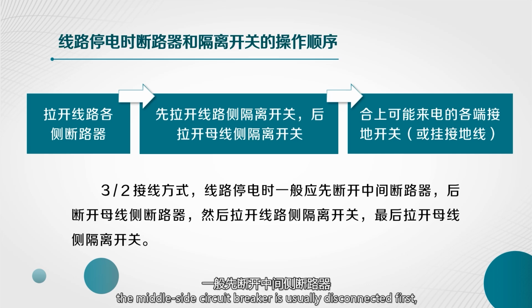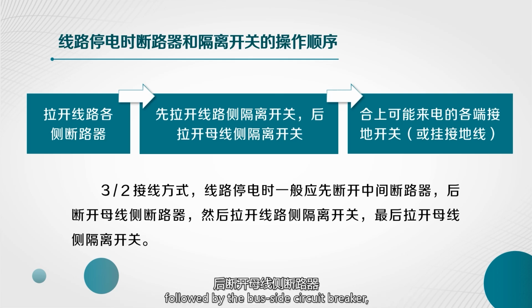When a power outage occurs on a 3/2 switching scheme, the middle side circuit breaker is usually disconnected first, followed by the bus side circuit breaker, then the line side isolation switch, and finally the bus side isolation switch.